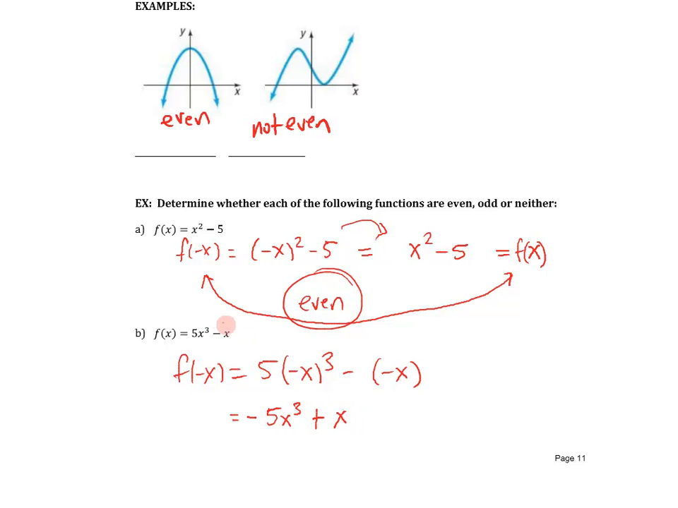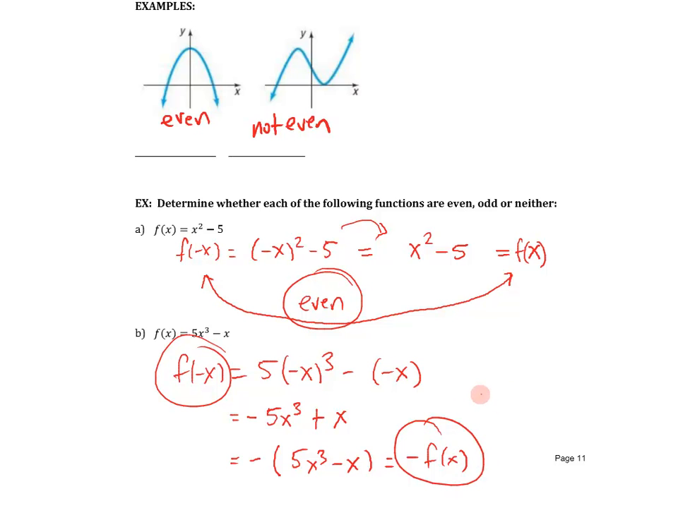Now how is that related to the original function? Well, notice if I factor out a negative, I have a 5x cubed minus x, which is in fact negative f of x. So f of minus x equals negative f of x, which means that function is odd.